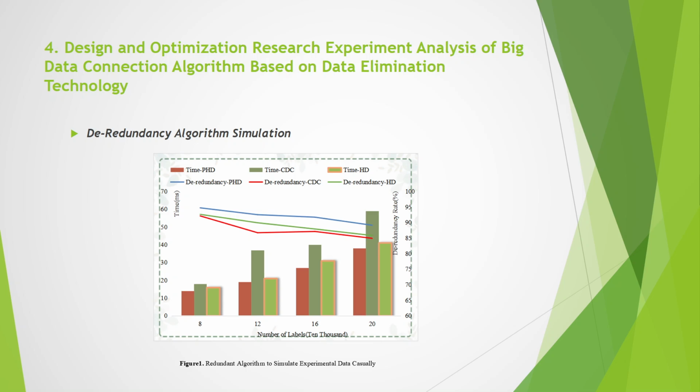In the specified time window, when the redundancy rate is set to 60%, the hierarchical redundancy algorithm is better than the existing algorithm, in terms of the redundancy rate. The above results show that PhD is more suitable as a data filtering process of big data connection algorithm.